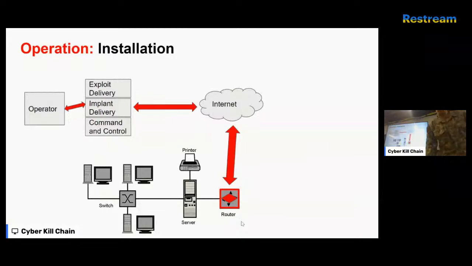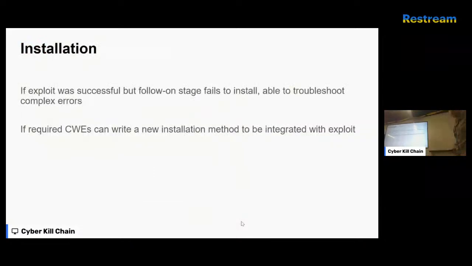So installation hits the router, and then it's being installed in the router. That's what that little red diamond is. So if the exploit was successful, but a follow-on stage fails to install, CWs will continue to troubleshoot complex errors. And then if required, they'll write a new installation method to be integrated with the exploit, right? So this can happen. This is very realistic. Things change very quickly in the world of computers.